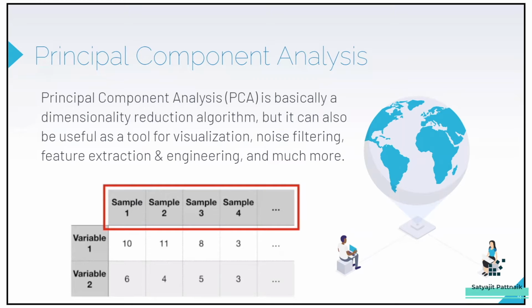Okay, so PCA is basically a dimensionality reduction algorithm, but it can also be useful as a tool for visualization, noise filtering, feature extraction and engineering, and much more. Okay, now why do we use PCA? The basic concept is clear. We use PCA for dimensionality reduction.